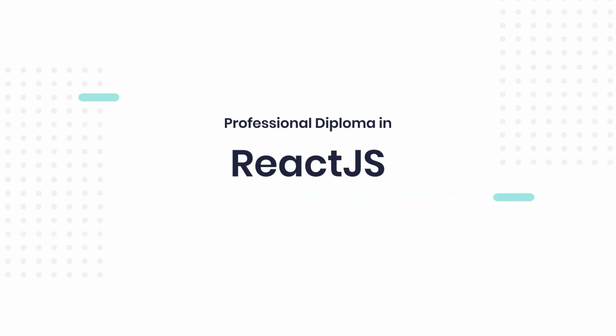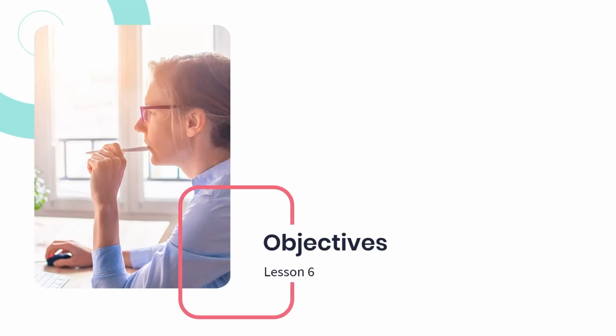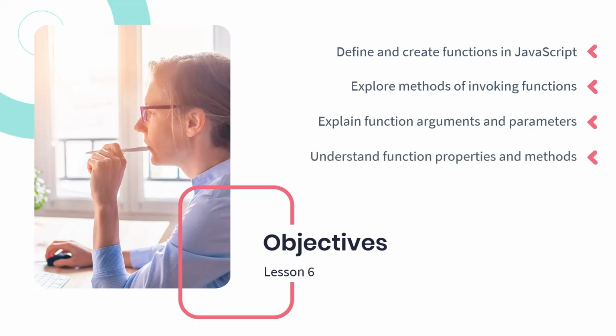Welcome to the world of functions. Now, a JavaScript function is a block of code designed to perform a particular task. It's executed when something invokes it. That's computer speak for calls it. In this lesson, we're going to define and create functions in JavaScript, explore methods of invoking functions, explain function arguments and parameters, and finally understand function properties and methods.